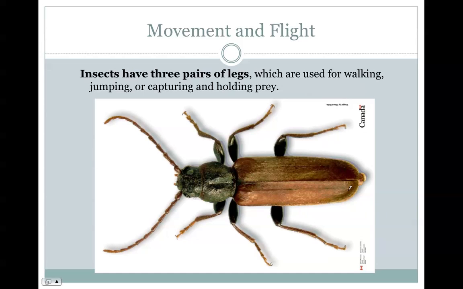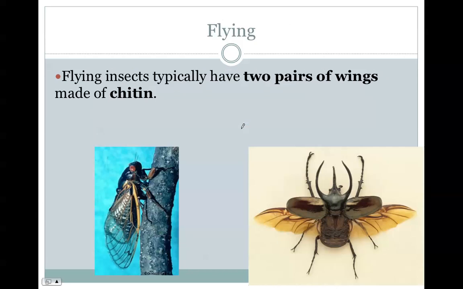As well, underneath here you're going to have wings, and that's for flight. And all of these are controlled by muscle cells and the nervous system. So this is how they move, jump, fly, capture prey, all sorts of things. So for flying, typically insects are going to have 2 pairs of wings, and they're going to be made of that same protein called chitin that the exoskeleton is made up of.